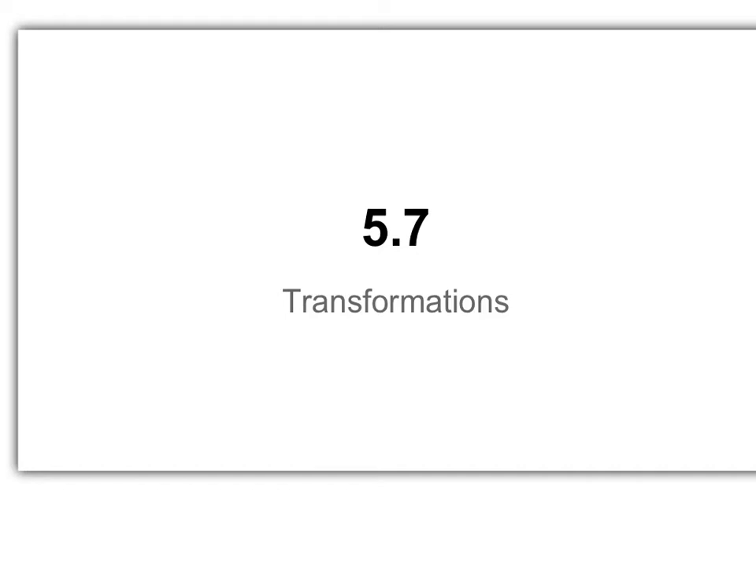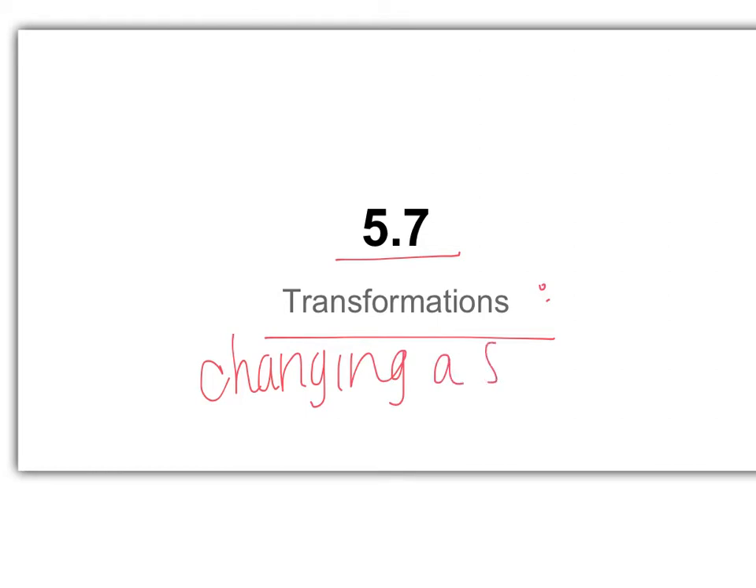Okay, today we are doing 5.7 and we're talking about transformations. And a transformation is just when you are changing a shape. And we're going to focus on 3 ways to do that. They are called translation, rotation, and reflection.